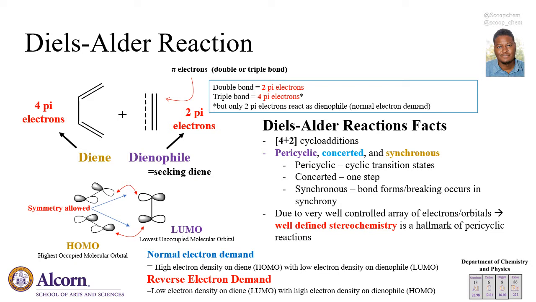The take-home point here is that you need to have favorable HOMO-LUMO interacting orbitals to have a successful Diels Alder reaction. And we can modify the electron density by having certain types of substituents, and we'll cover that shortly.